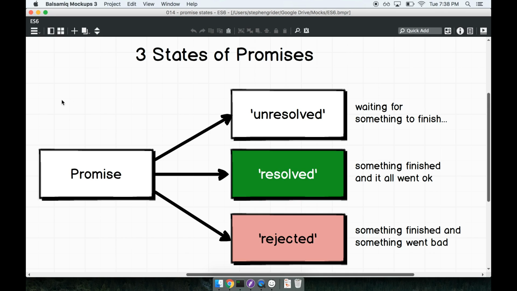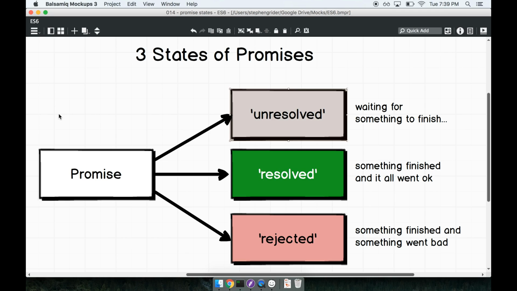So in this diagram, we've got this promise sitting on the left-hand side. A promise exists in three possible states: unresolved, resolved, and rejected. By default, a promise exists in an unresolved state. Unresolved means we just made the promise and we are waiting for something to happen. We're waiting for our long-running AJAX request or maybe some other event to occur. So this is just when we're sitting around waiting for something to occur.